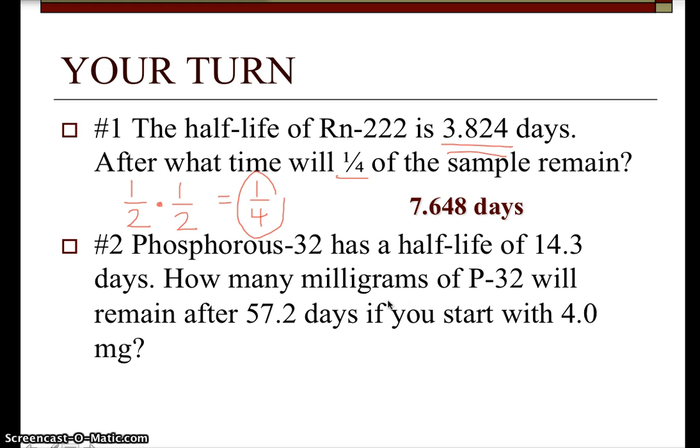For the second question, again, I'm given the length of time for a half-life. How many milligrams of this would be left after 57.2 days if I start with 4 milligrams? So the key is to figure out how many half-lives that is. So you'd have to divide 57.2 by 14.3. That tells you how many half-lives have occurred. And then you just cut your sample in half that many times.